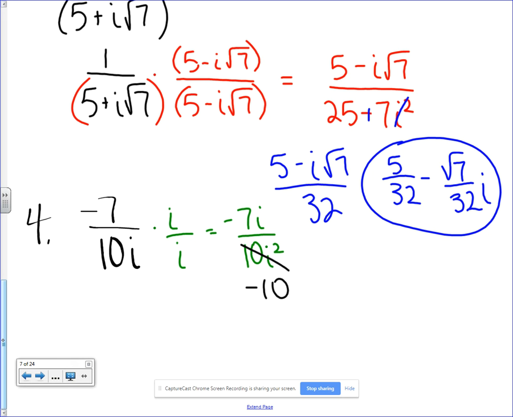So what does this reduce to? Say it again. Just the negatives will cancel. And then we'll have our final answer of 7i over 10. Like 7i up top and 7i over 10? Yep, that'd be okay.